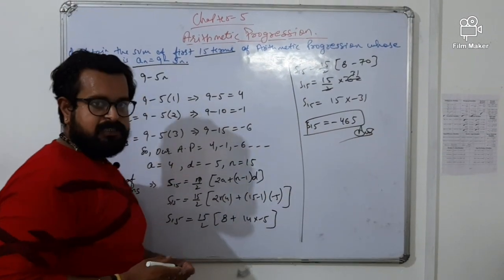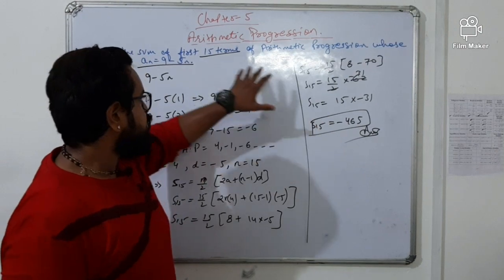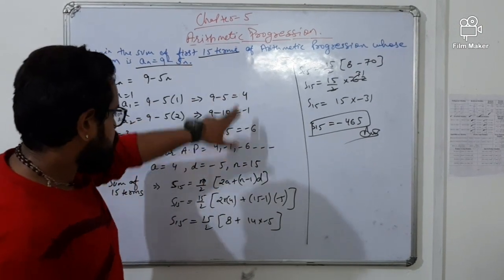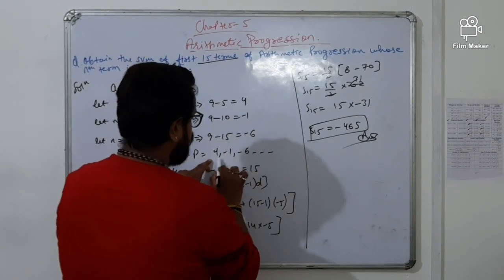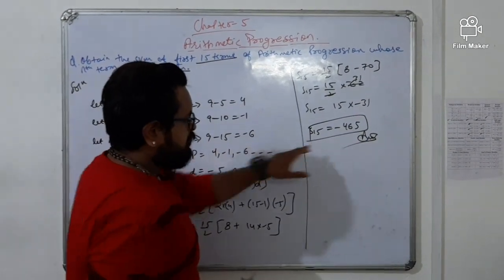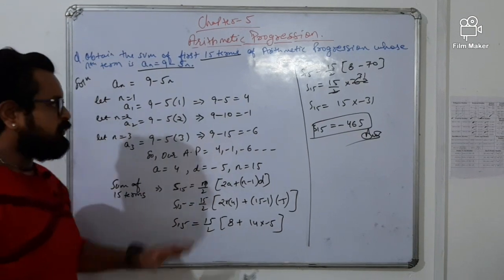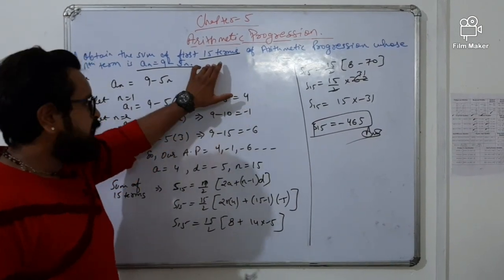So S15 means the sum of all the 15 terms of this AP. This is the AP we got here from this solution, and now the sum of all 15 terms of this AP will be 465. Now I am explaining it once again.